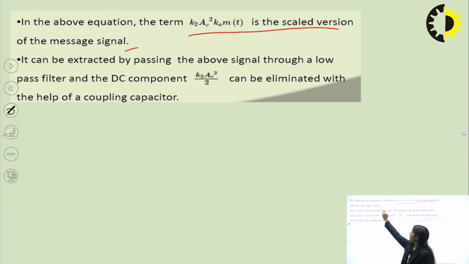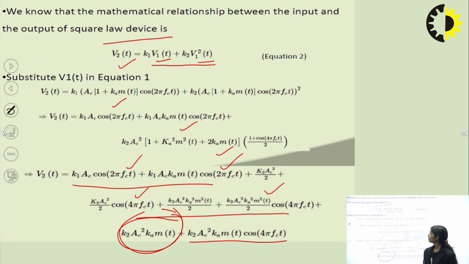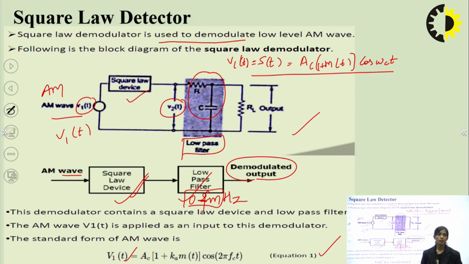So we are going to extract this signal by passing it through the low pass filter. So we will obtain the original signal from here, and the remaining components will be eliminated. That is how this demodulator works, as we have studied here.